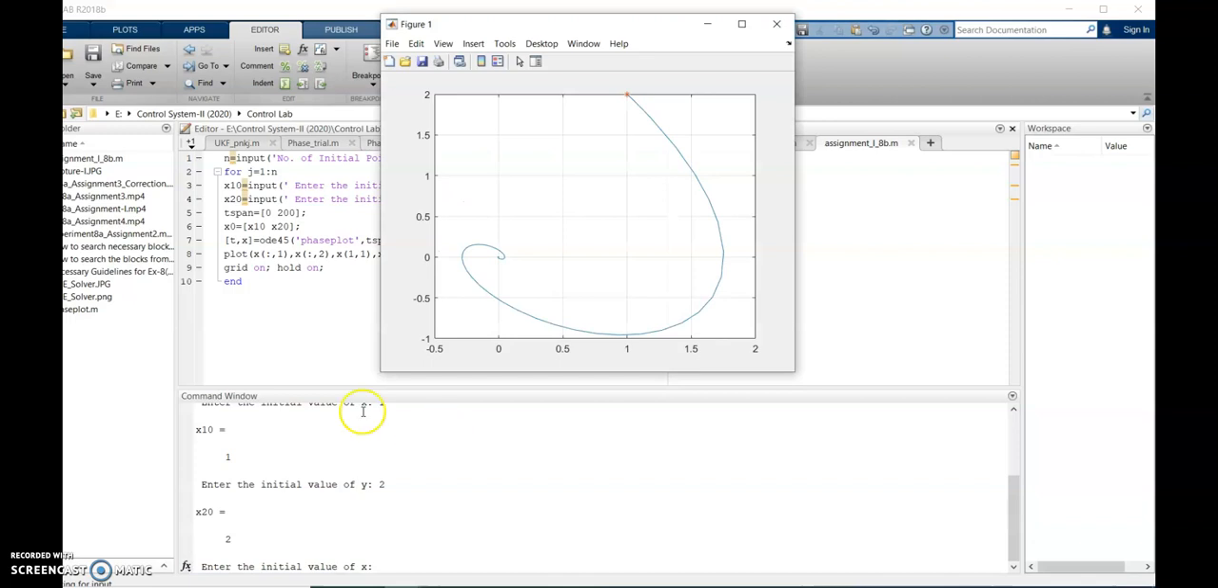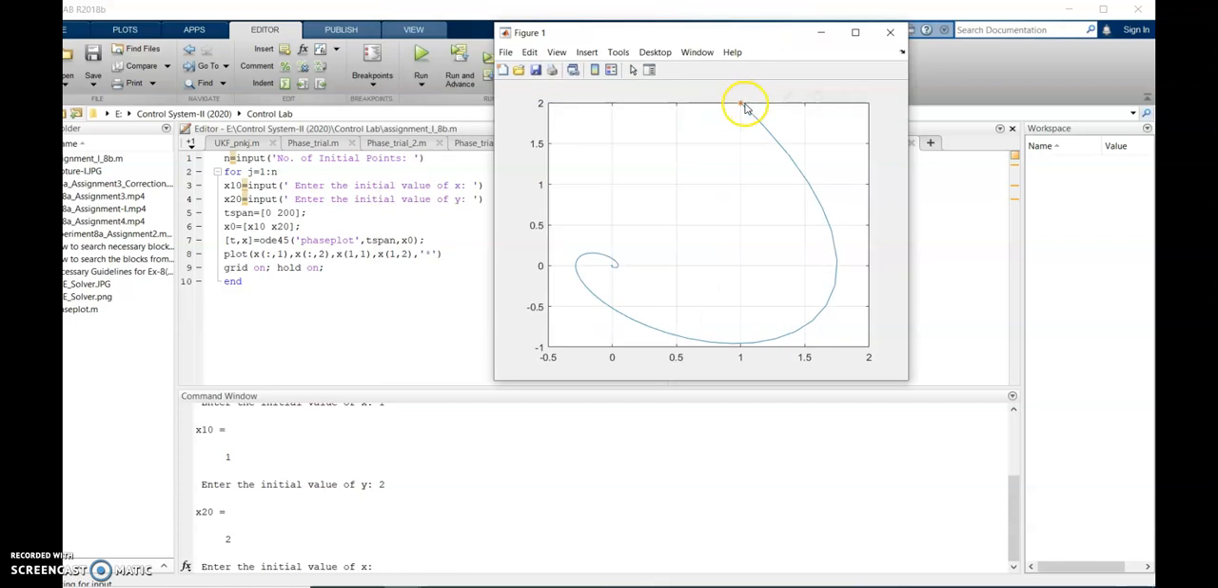So this plot has been generated. X-axis 1 and y-axis 2 is the initial point. Have you seen, the starting point has been marked as a star. So x11, x12, that is the starting point, marked with a star.